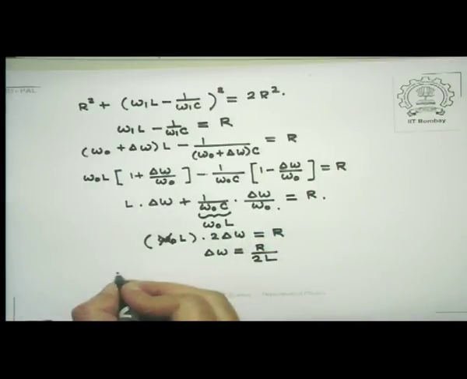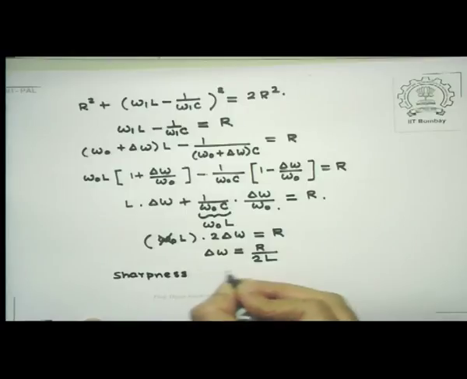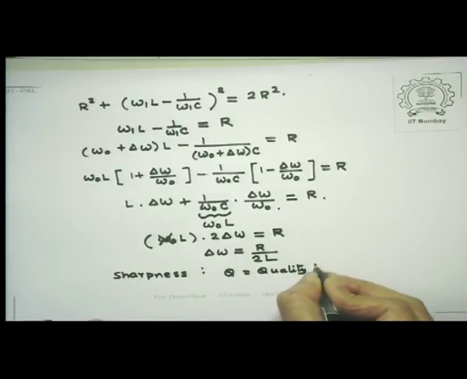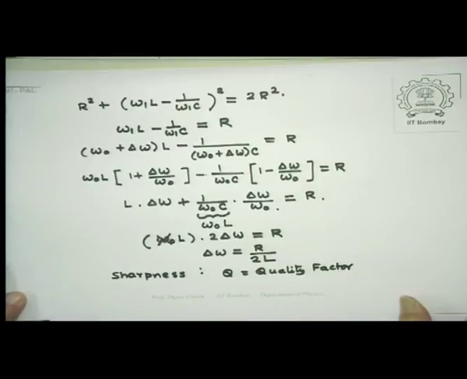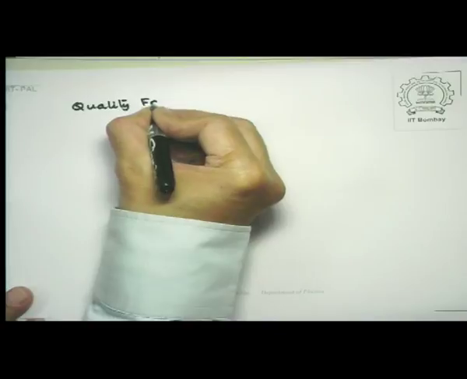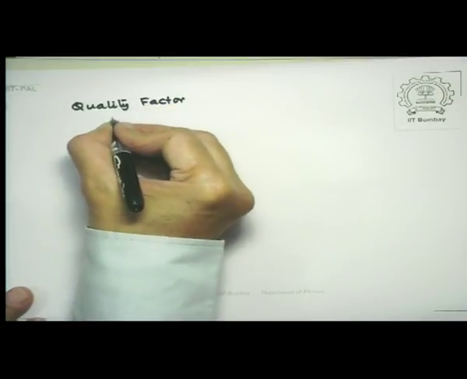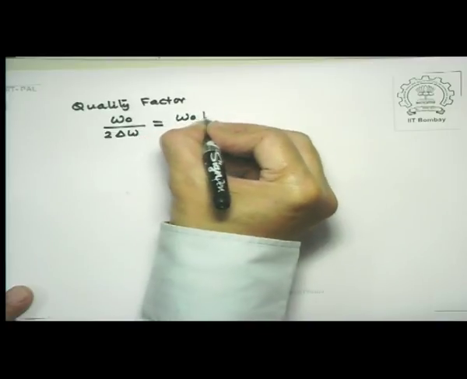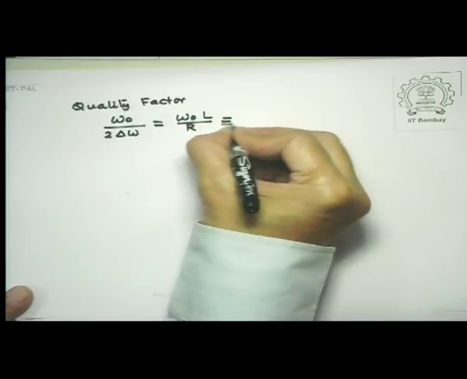We define the sharpness of the circuit through a quantity called the quality factor. So the quality factor of a circuit is omega 0 by 2 delta omega, which is equal to omega 0 L divided by R, and that is represented by Q.